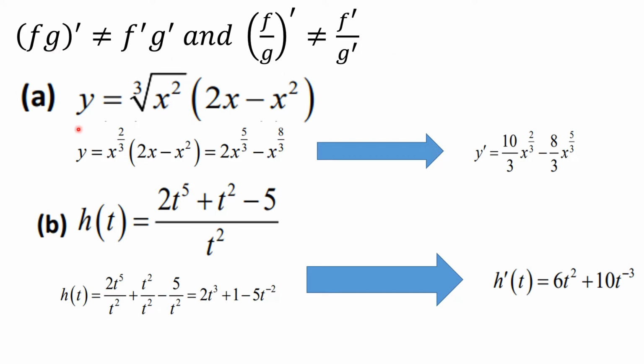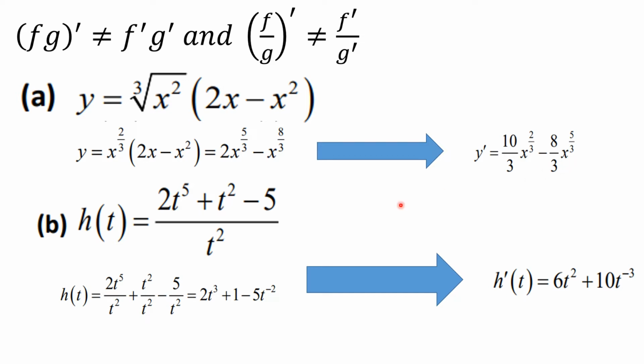Now what that means for these problems is you have to do algebra first. So what you will do is distribute this expression, x to the 2/3, across these. You'll be adding exponents and so on, and then after doing the algebra you will take the derivative. When you take the derivative of this, you're going to use the rules that we had, and you will get 10 over 3 x to the 2 over 3 minus 8 over 3 x to the 5 over 3.